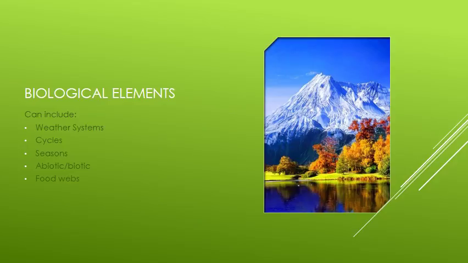When looking at your environment of choice, you'll need to understand the different biological elements that make up that environment. This can include weather systems, different cycles such as the water cycle, carbon cycle, nitrogen cycle, the list goes on. Seasons, the impact of abiotic and biotic elements, and food webs and food chains, who eats what.